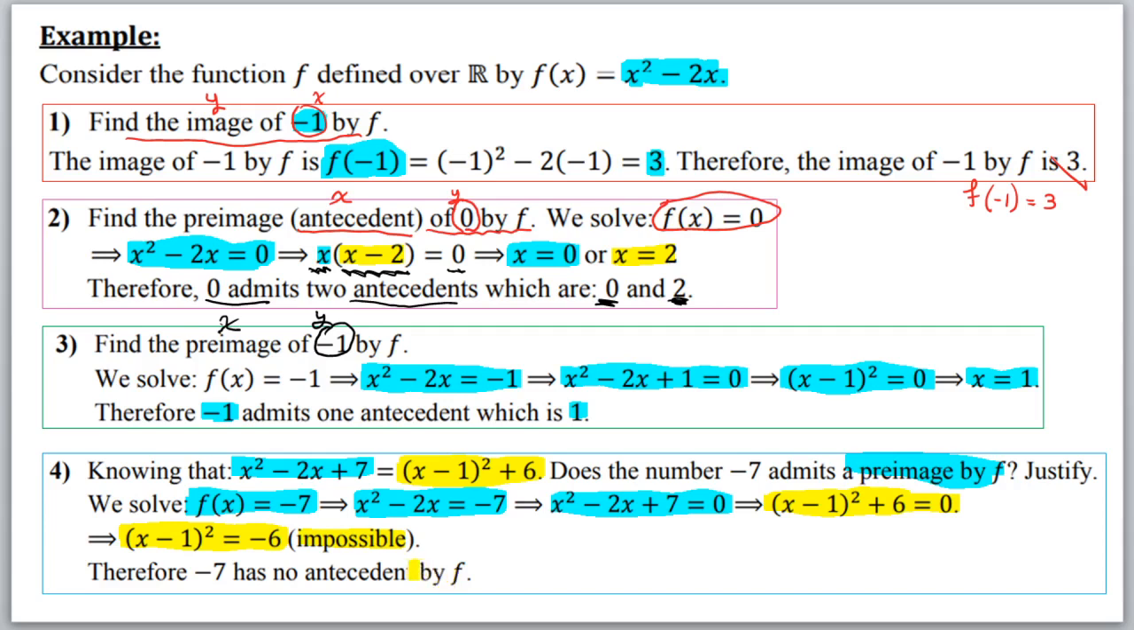So from all of this I need to know: if he tells me find the image of a number by f, I put the number in place of x. If he tells me find the preimage, I write f of x equal to the number that's given, here 0, minus 1 here, 7 here, minus 7 here, and I see if it has a solution or not. Okay, in example 3 we solved it and got two solutions here, one solution here. But here, no solutions, impossible. So minus 7 has no antecedent at all.